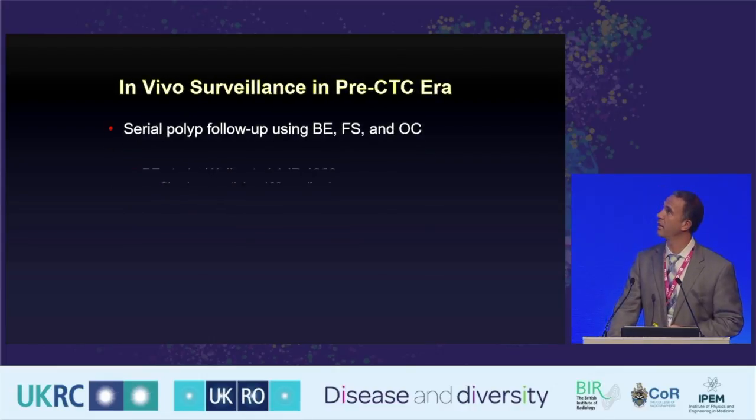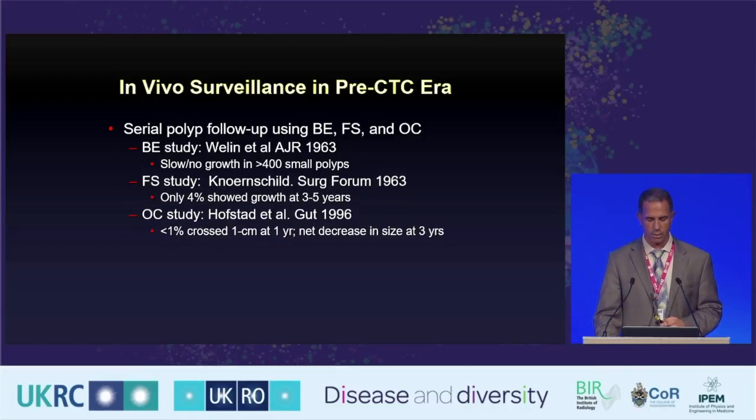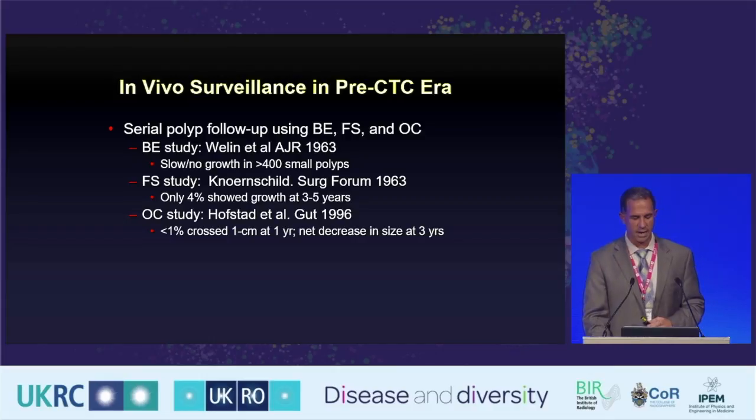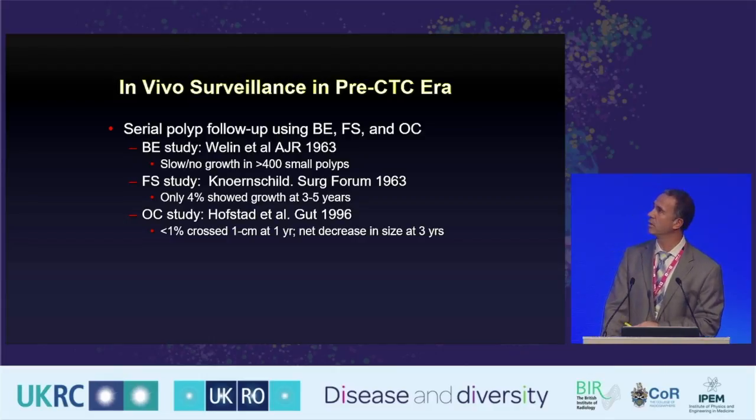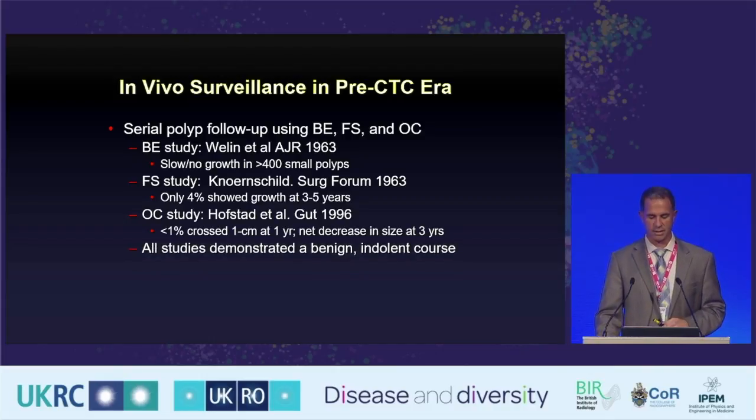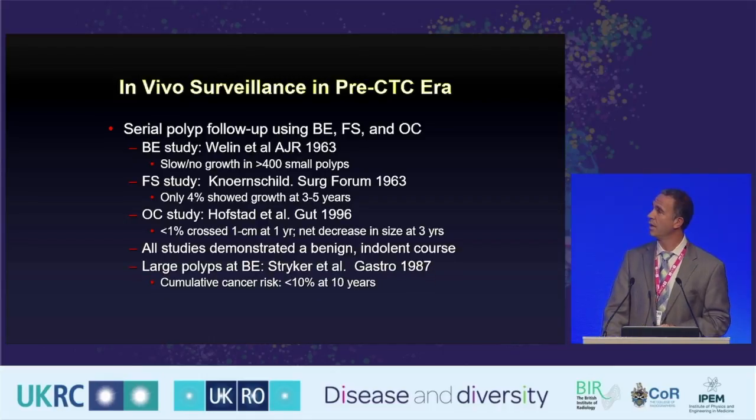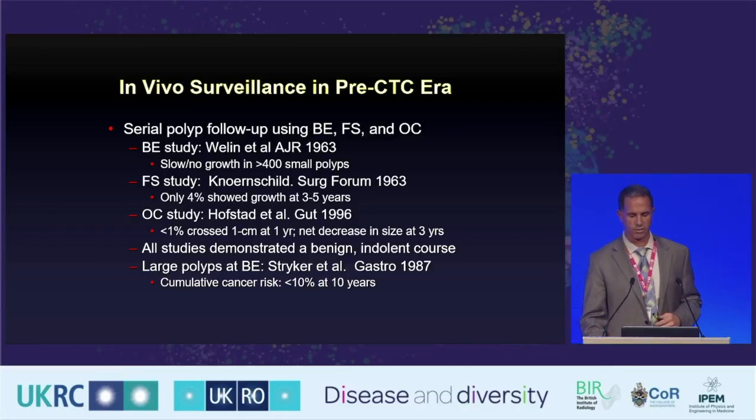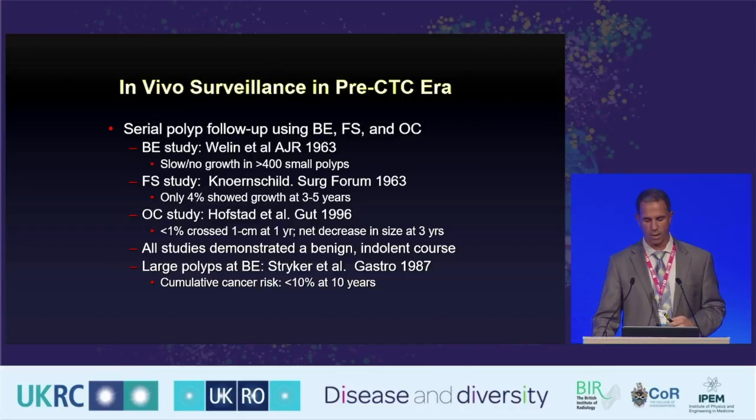Now, there have been other studies done years ago, before I was born. There was a BE study in '63, and a Flex-Sig study that same year. There was a study in Scandinavia on colonoscopy. All of these followed these small lesions, and you can imagine that that's not easy to do. They all demonstrated a very benign indolent course. Even large polyps in this famous Stryker study at BE, large polyps at 10-year follow-up only had a less than 10% chance of malignancy. So time is on our side. These things aren't taking off before our eyes.